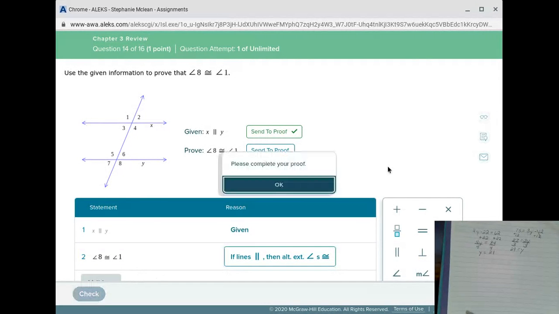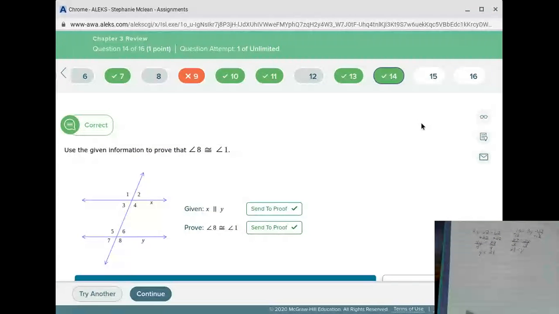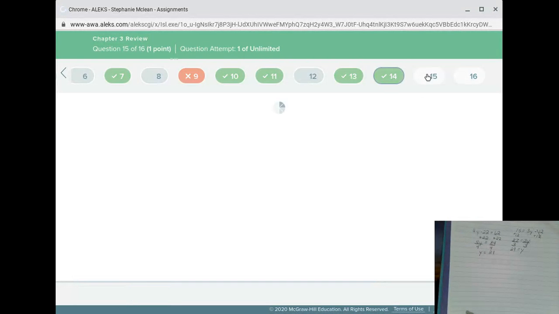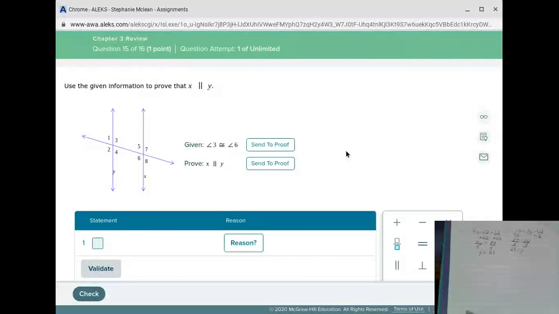I have to hit validate, and then check. So that was a one-step proof. All right, this next one is very similar, also one step.